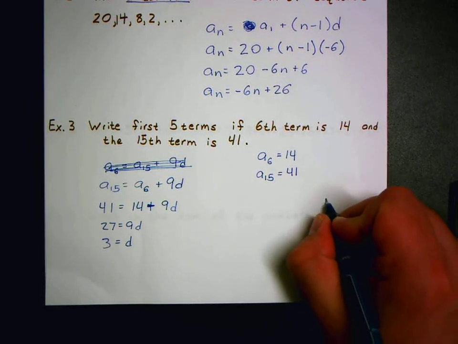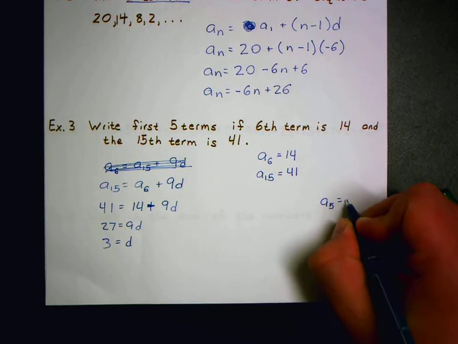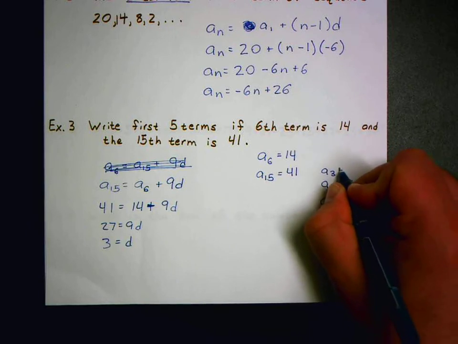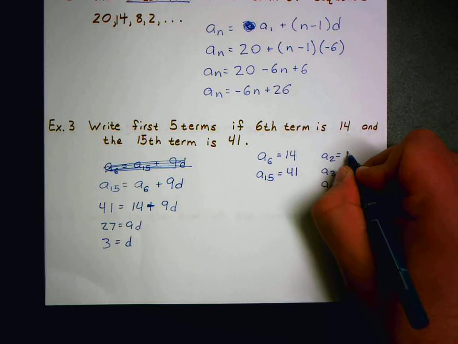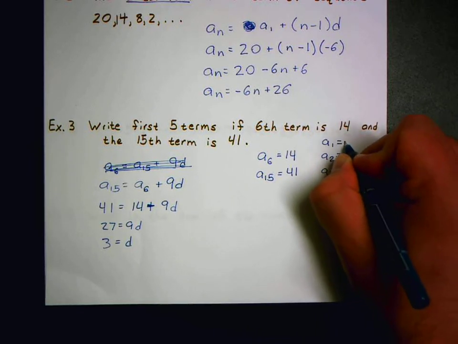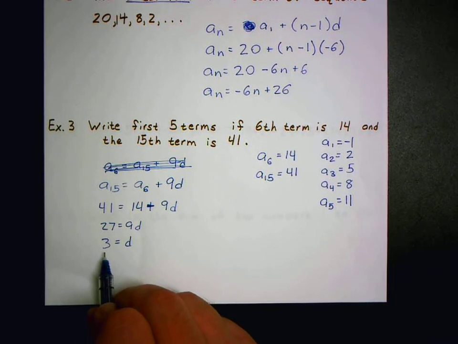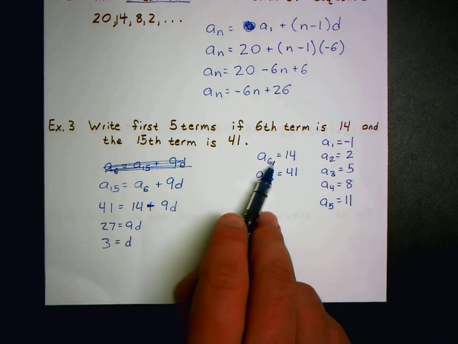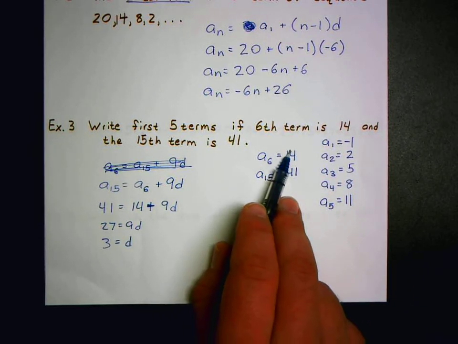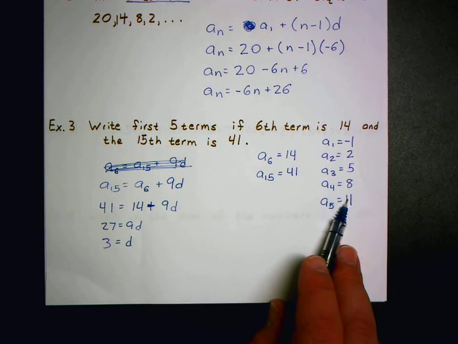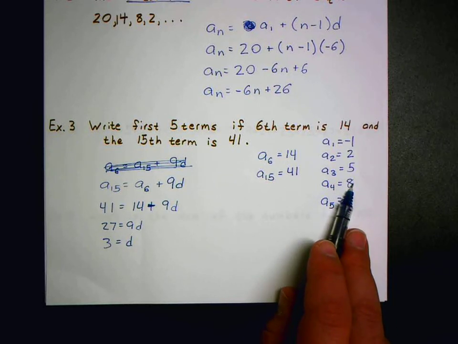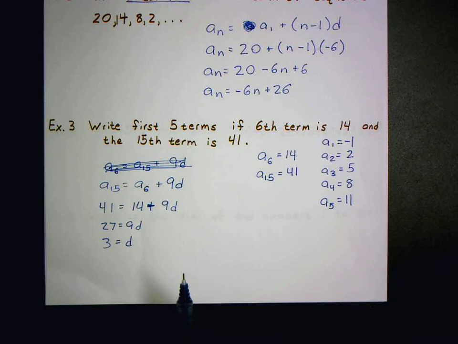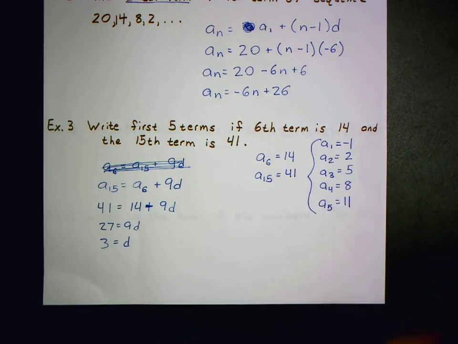So since I know what the sixth term is, what's the fifth term? 11. So the fourth term? How can you tell those numbers? Since the common difference is 3, that means the number that I add each time, right? Well, since the sixth term is 14, I can go backwards by subtracting. So the fifth term is 14 minus 3, which would be 11. Then I subtract 3 again to go backwards to the fourth term. Subtract 3 again to get to the third term. Subtract 3, subtract 3. So then here's my first 5 terms that they were asking for.